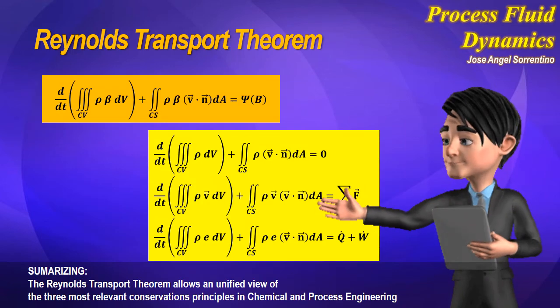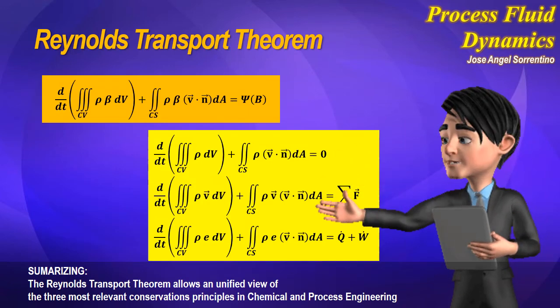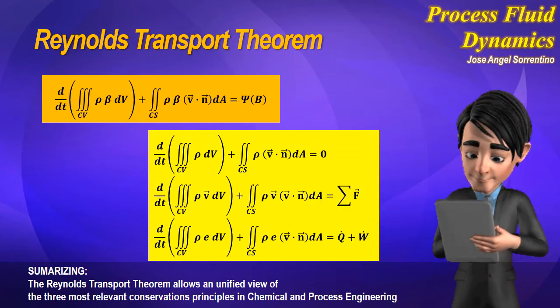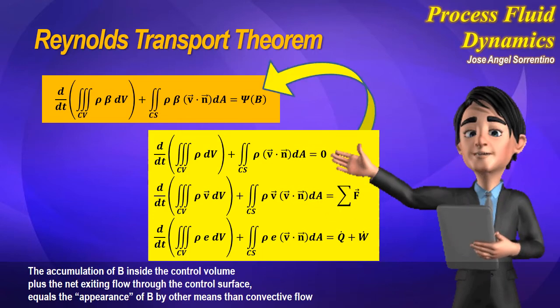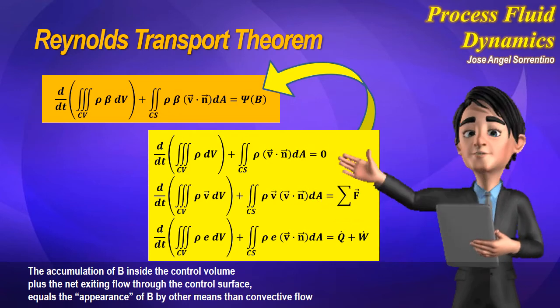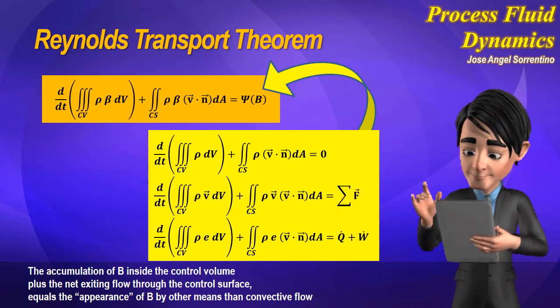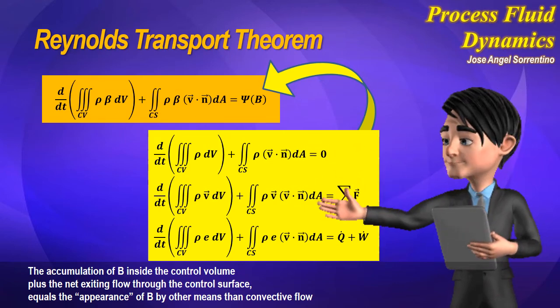Summarizing, the Reynolds transport theorem allows a unified view of the three most relevant conservation principles in chemical and process engineering: the accumulation of B inside the control volume, plus the net exiting flow through the control surface, equals the appearance of B by other means than convective flow.